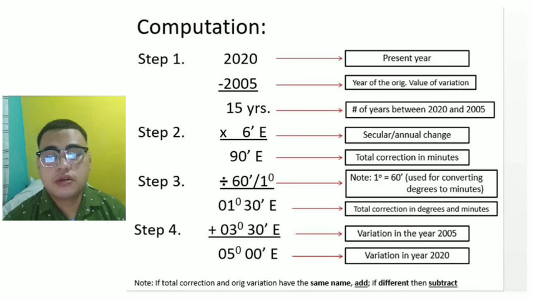The total correction in degrees and minutes will be added to the variation in the year 2005, so the amount will be 5 degrees 00 minutes east, and that will be the variation in year 2020. And those are the steps on how to correct or update the variation of the compass rose.